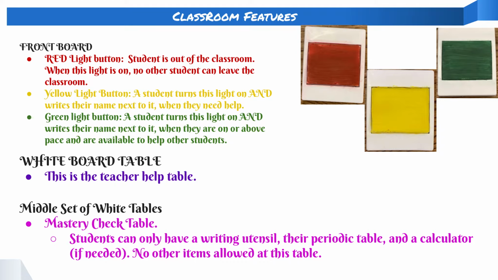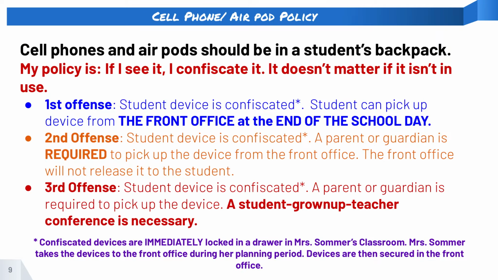In the middle set of white tables in my classroom are the mastery checks. So at these tables, students can only have a writing utensil, periodic table, and a calculator if they need a calculator for that mastery check. No other items are allowed at this table.